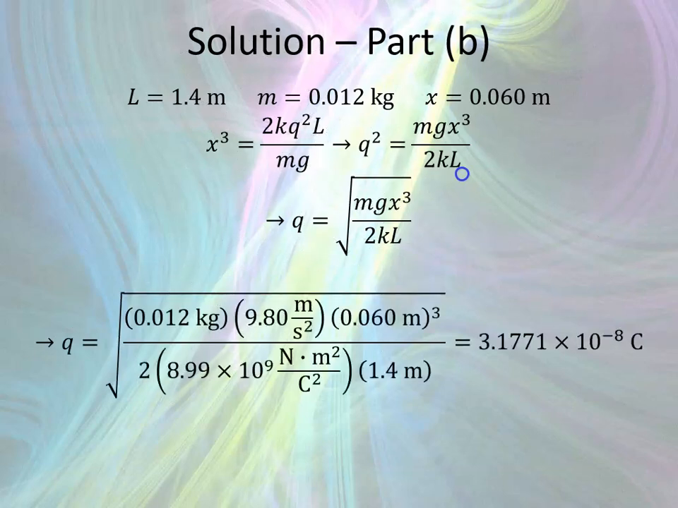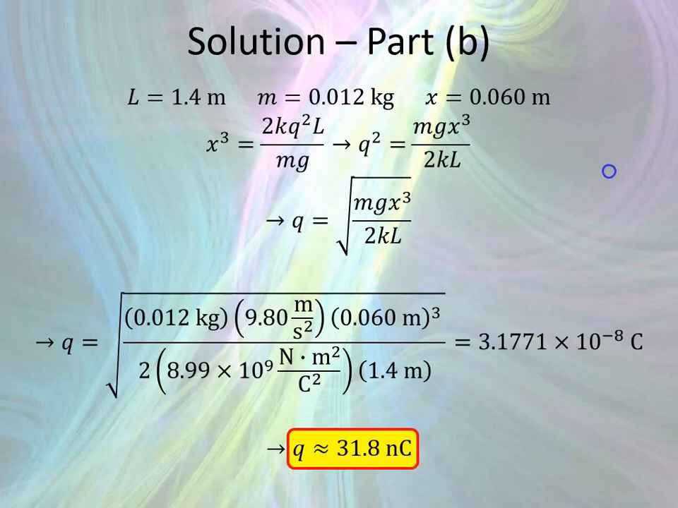And now we plug in our numbers. So there's our equation for q. Q equals square root of mgx cubed over 2kL. And now we plug in our numbers to get the charge q, which is 3.1771 times 10 to the minus 8 coulombs. That is about 32 nanocoulombs, or 31.8 nanocoulombs.